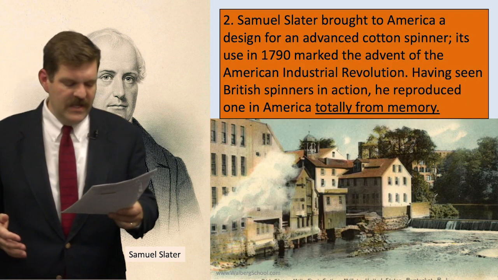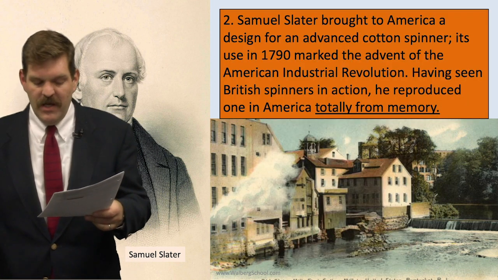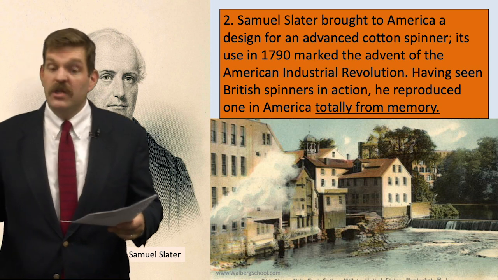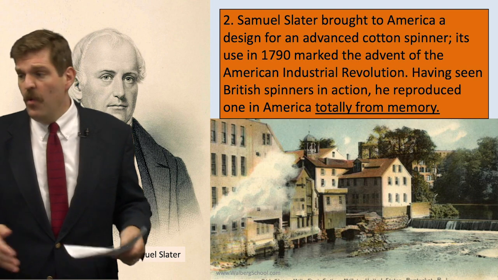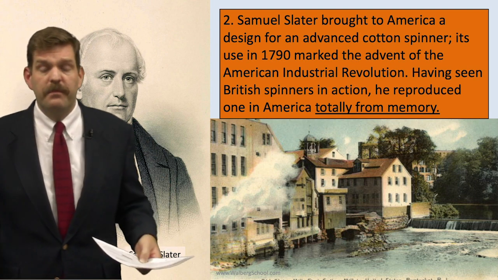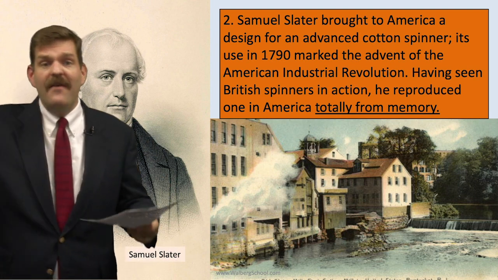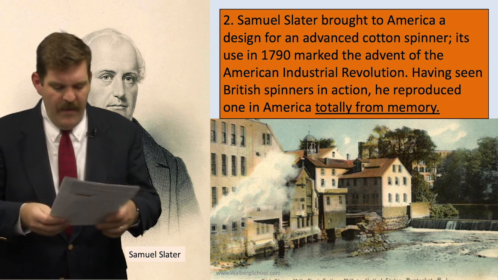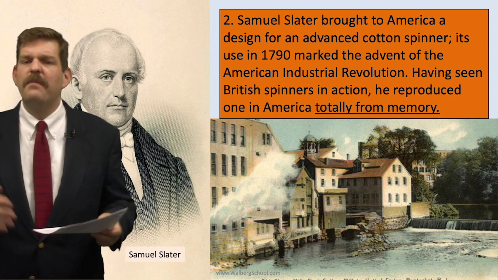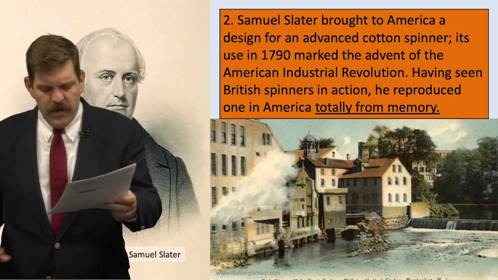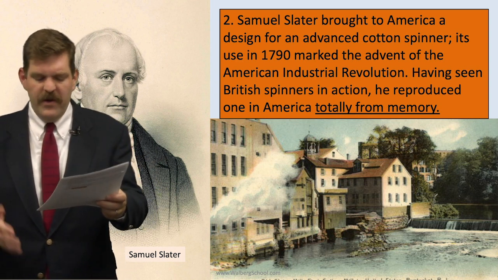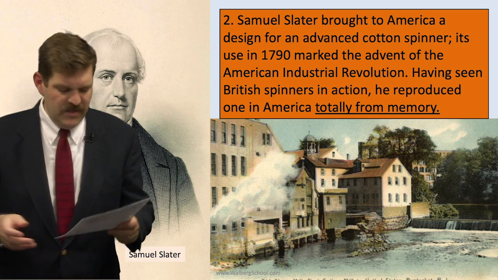Its use in 1790 marked the advent of the American Industrial Revolution. Having seen British spinners in action, he reproduced one in America totally from memory, working without the benefit of plans and blueprints. Just from having seen one, he reproduced it. The American manufacturers could rely on this abundance of natural resources, including things like cotton and wool and water to power the factories that were sprouting up along rivers in the northeastern states of the country.